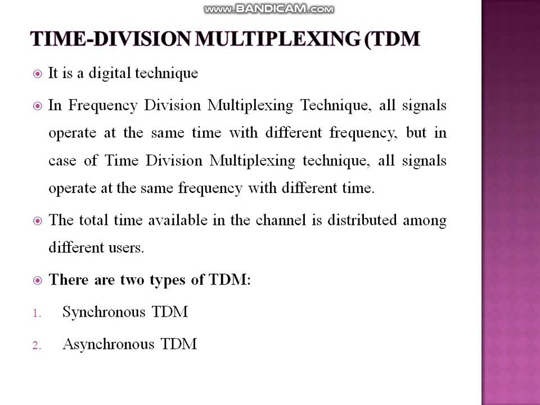There are 2 types of time division multiplexing. One is synchronous and another is asynchronous. In synchronous time division multiplexing, a multiplexer always assigns the same time slot to each device. In synchronous, the time slots are fixed. In asynchronous, the time slots are not fixed, which means it dynamically allocates the time slots to the devices.